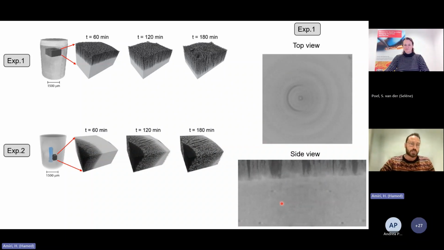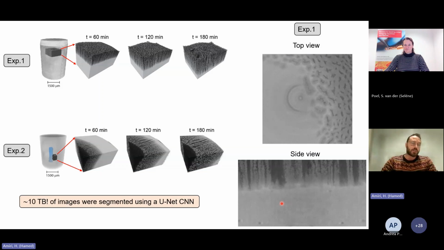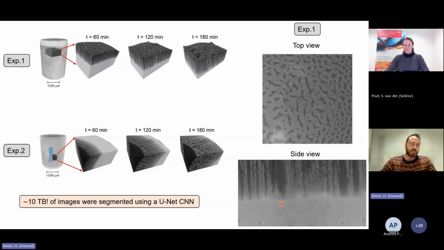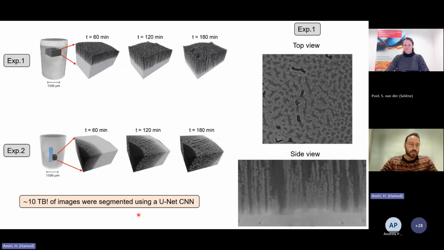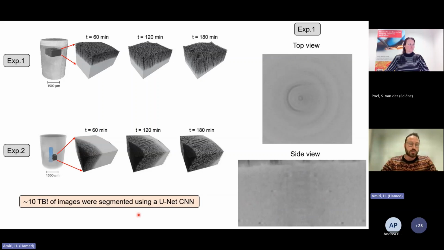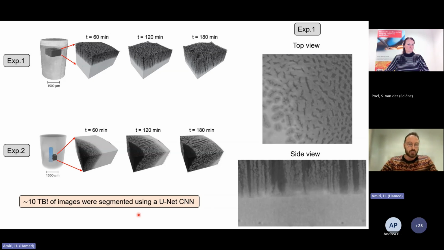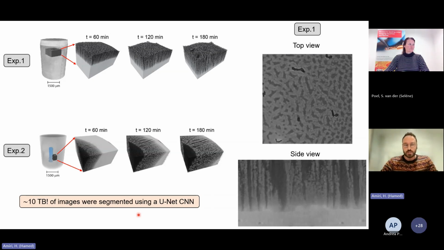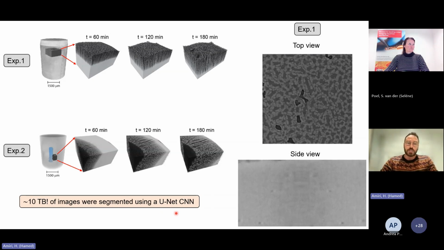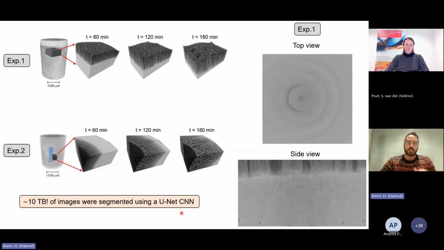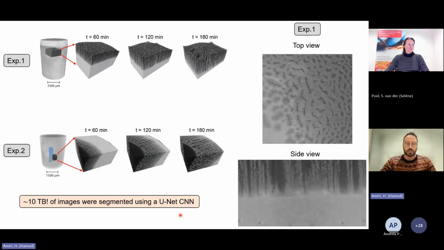So we did a couple of experiments and we acquired a large data set, about 10 terabytes of images, that we then segmented using a U-Net convolutional neural network, which is a supervised learning method, but I'm not going to explain that method in detail. You can find more details in our paper, but I'm going to skip that today and tell you how you can characterize the pore network after the segmentation.